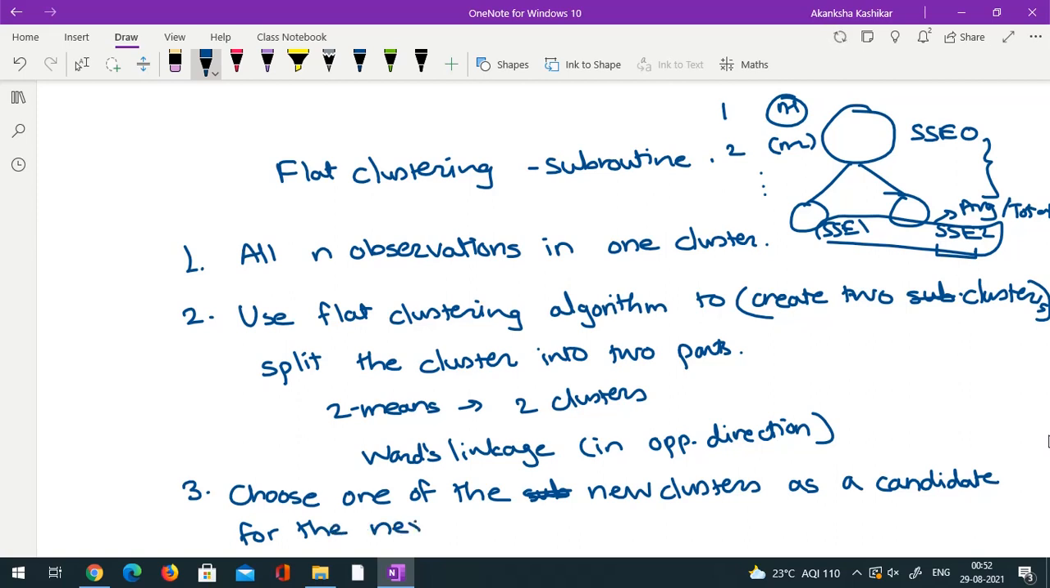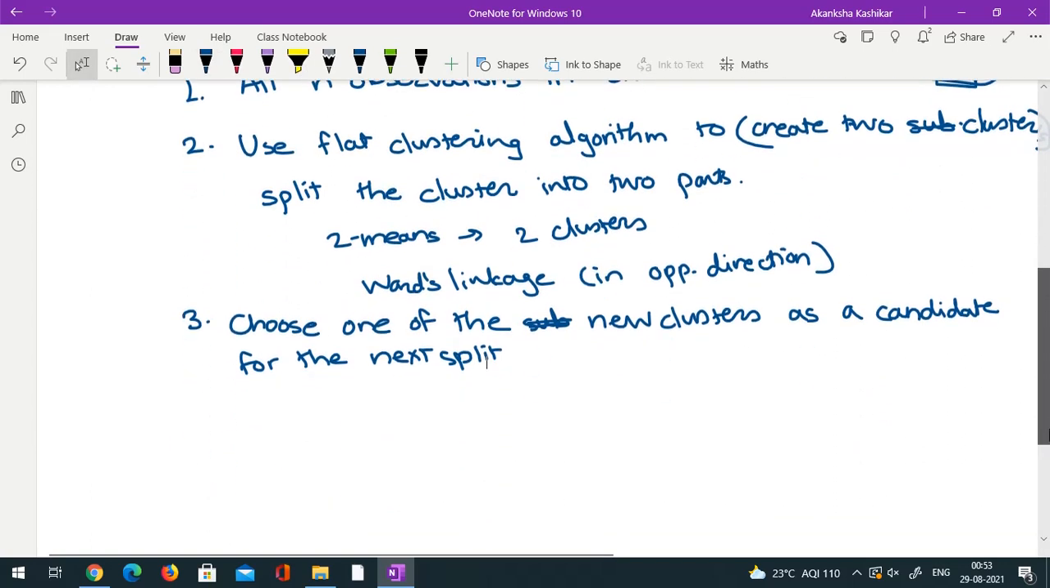Choose one of the next clusters as a candidate for the next split. And how do I choose? We choose the one which has the highest error sum of squares. Okay.